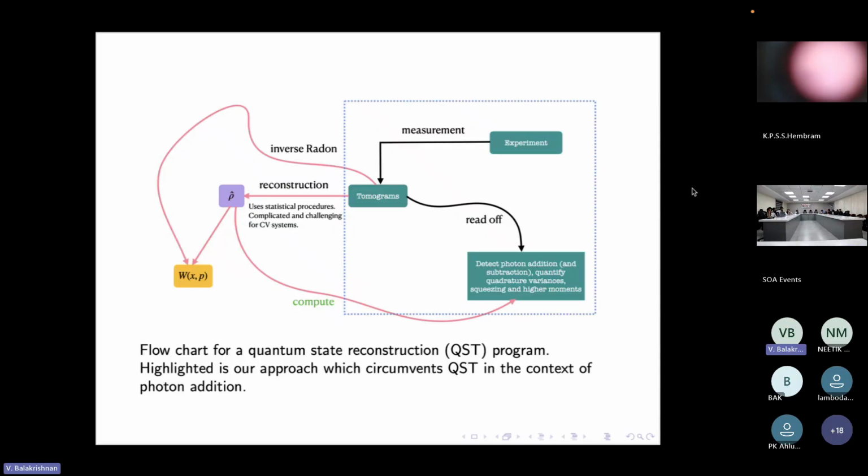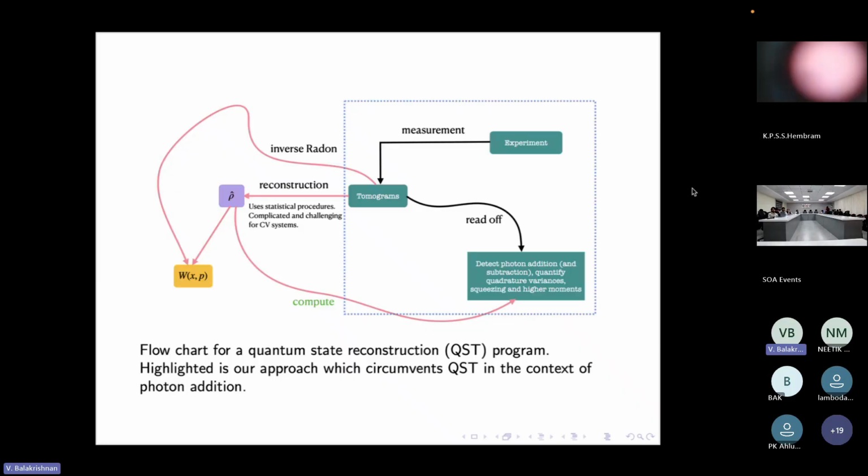You do it at various angles, and a quorum of such intensity profiles is the tomogram. Now, from the tomogram, you could do an inverse Radon transformation and get the Wigner function. That is the relation between a tomogram and a Wigner function. You could use statistical procedures, which in general will be complicated and challenging for continuous variable systems, and get hold of the density matrix. You will be using maximum likelihood estimates in this program.